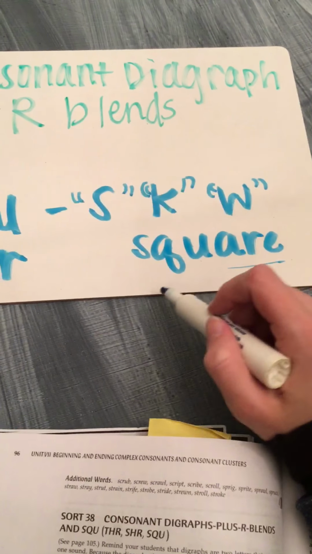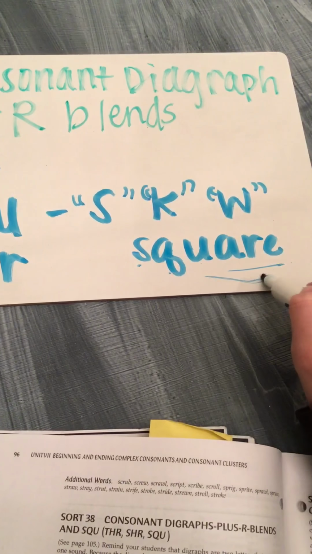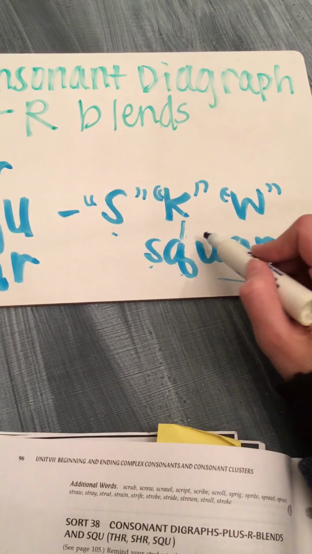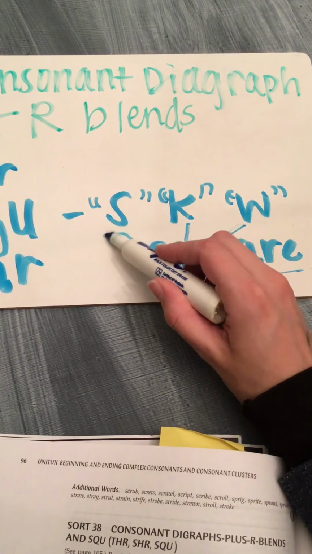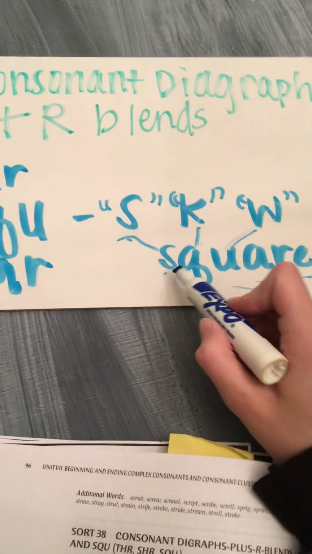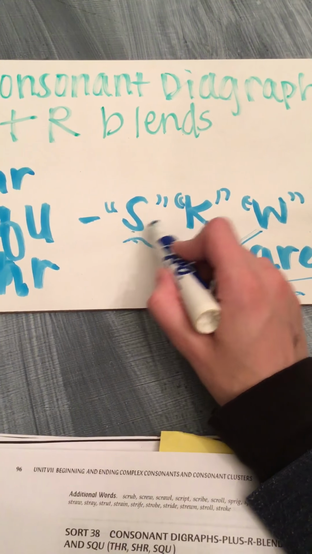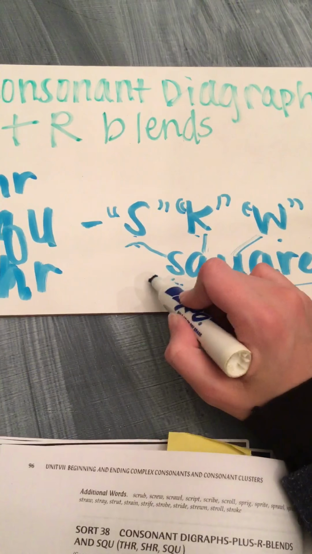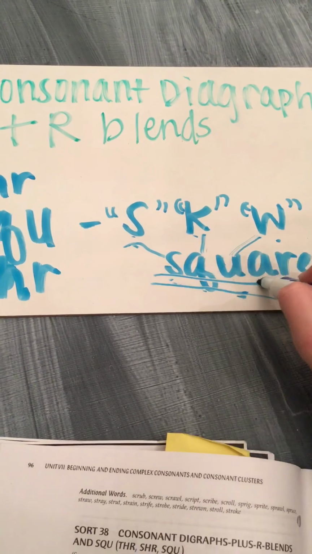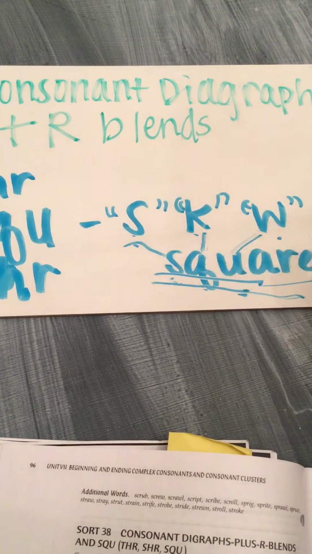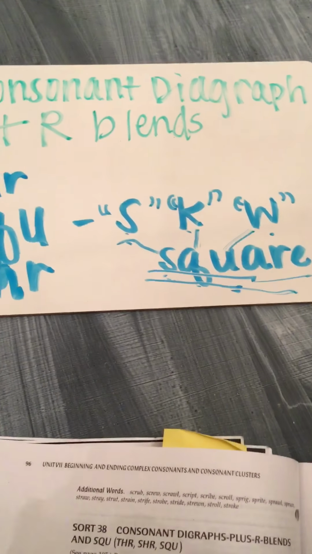Sk, w, air. So we hear each of those sounds there. And so when we hear that kind of blend, it's going to be spelled SQU, even though it sounds like it's spelled SKW. When you hear that blend, squa, you're going to know SQU.